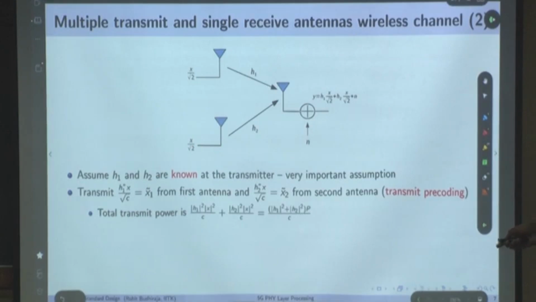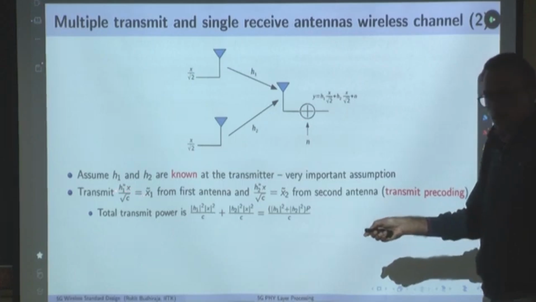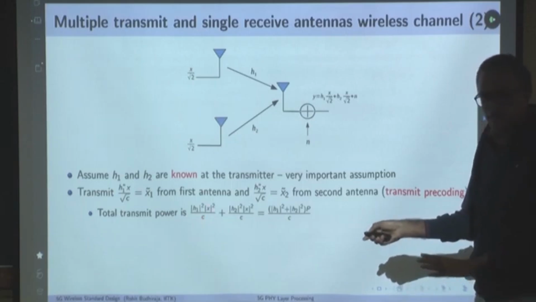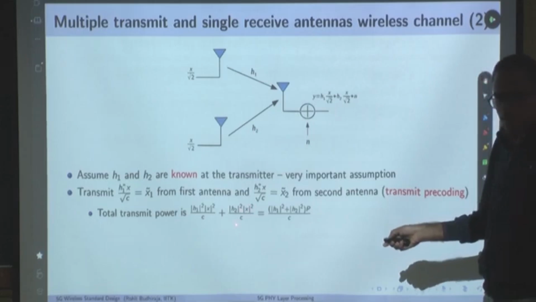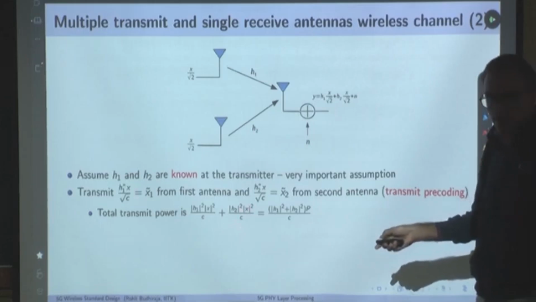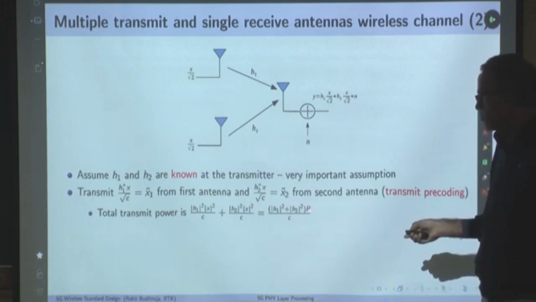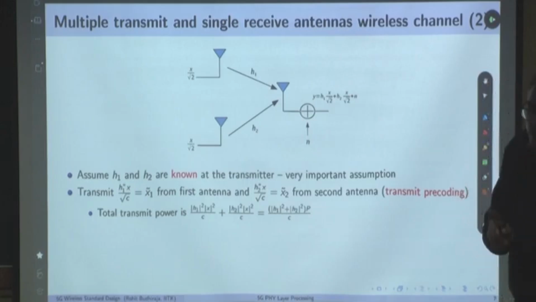So, what will be the transmit power? Transmit power is h1 square P by c, since x square is P, I have not put it over here, plus h2 square P by c, where root c is in the denominator. So, what will be the total power? h1 square plus h2 square times P by c. You do not want to change the transmit power, it should always be P.